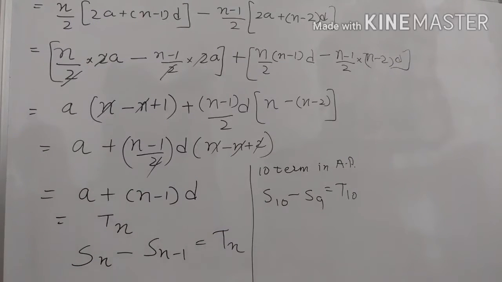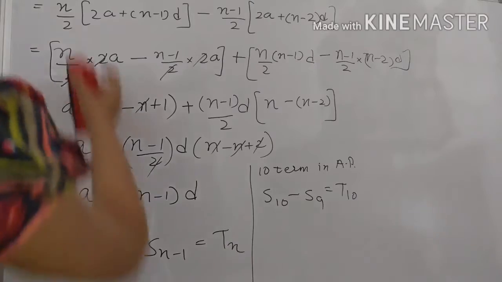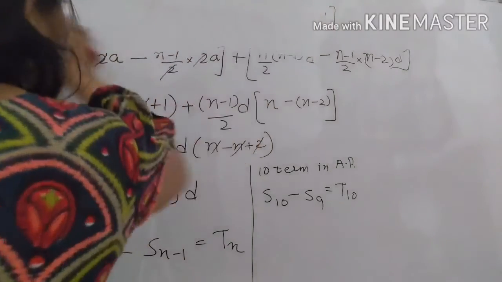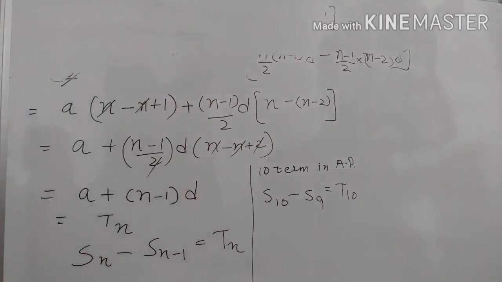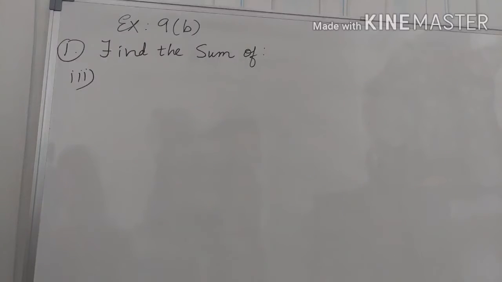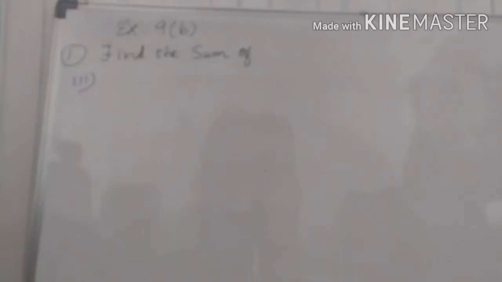So let us start our next exercise, exercise 9b, which is very important for you students. All the students, please open your textbook and understand the question first. First question is find the sum of. I am taking number 3 of it. Find 17 terms of an AP.